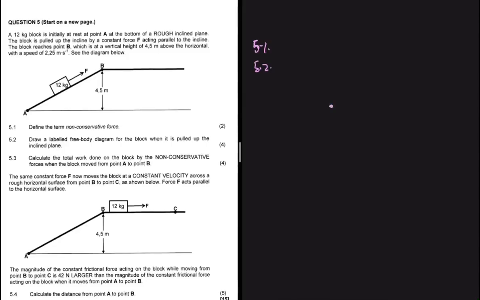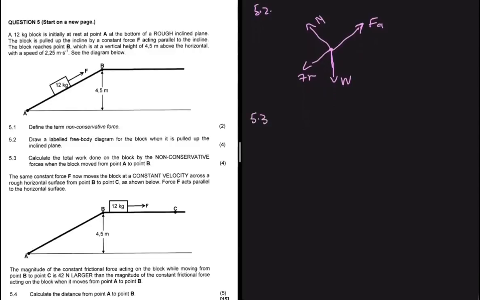Clearly, when the block is being pulled up the incline, there's an applied force F, which is acting parallel to the incline. But because it's resting on a surface, we must have a normal force perpendicular to the surface. And then obviously we're going to have gravity, so we're going to have weight there. Since the incline is a bit rough, let's have frictional force. So we have FR there. Yeah, I think now we can solve 5.3.